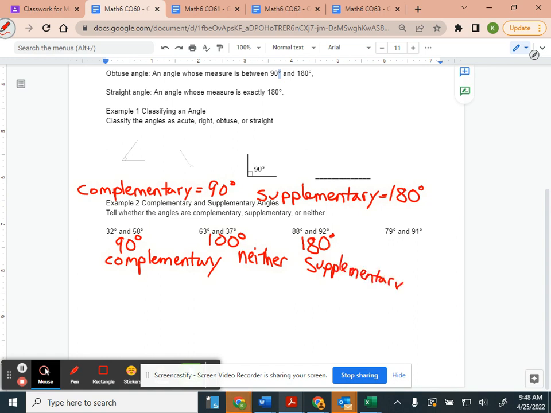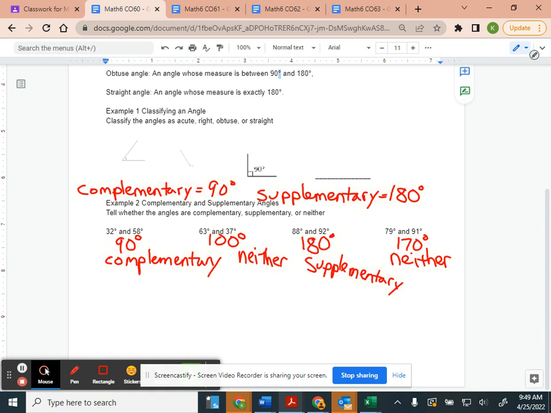And our last one, 79 degrees and 91 degrees. Josie. 170 and it's neither. 170 degrees, so it's neither. So it's important that we write down the degree that we get when we add the two together. Write down your answer and then classify it as either complementary, supplementary, or neither. So you have to do both. Do we have any questions on finding out if it's complementary, supplementary, or neither?